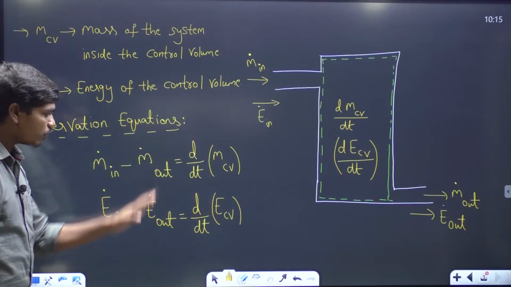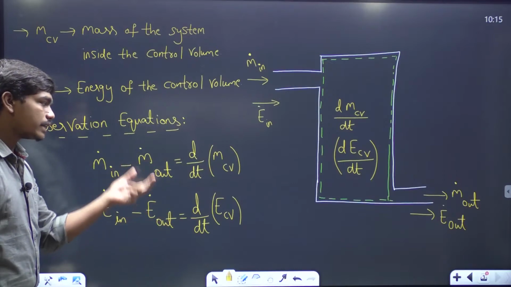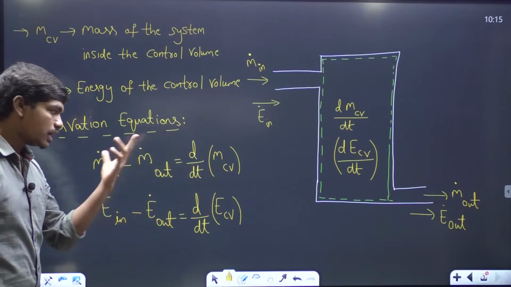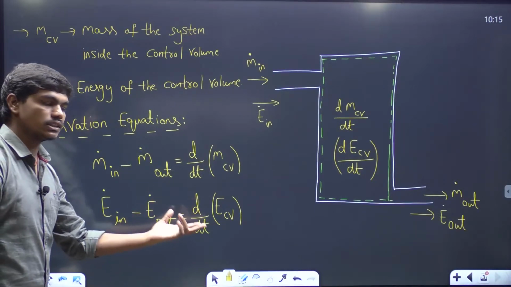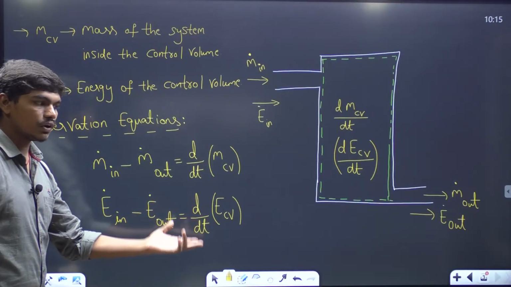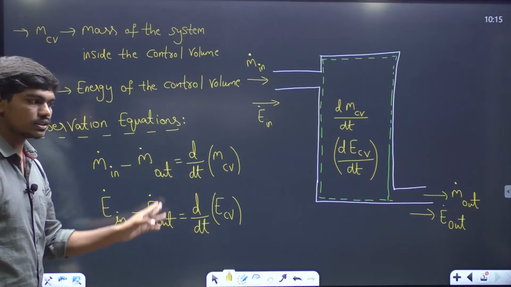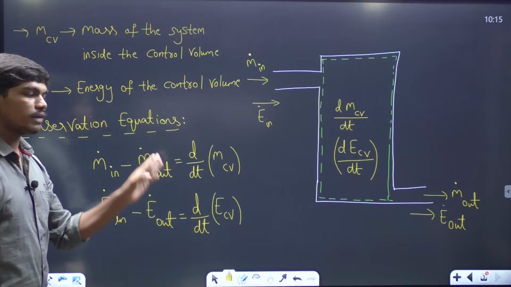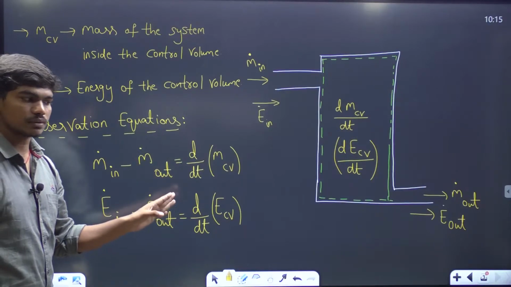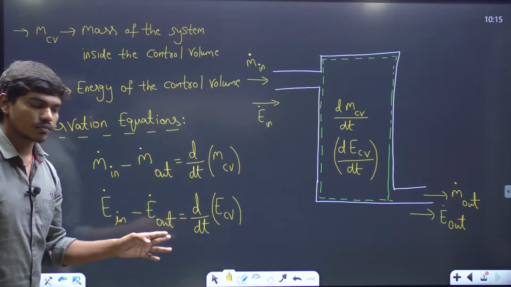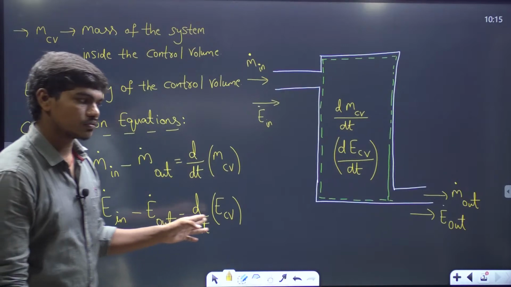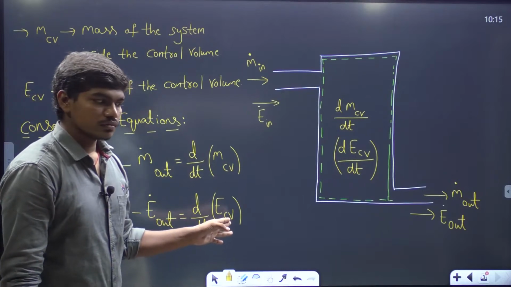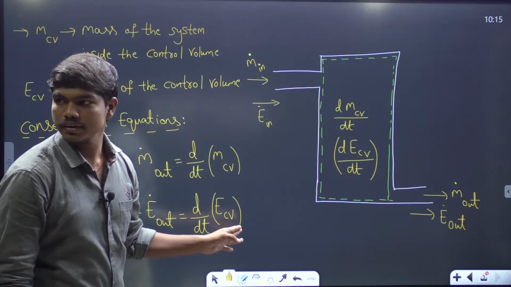Did you all understand how I formulated these two equations? Basically, the first equation is the conservation of mass and the second equation is the conservation of energy, correct? Did you all understand how I wrote these two equations? So these two are the governing equations for the control volume analysis. So let us work out the things from here, from these two equations. Is it clear to all of you? Can I go ahead?